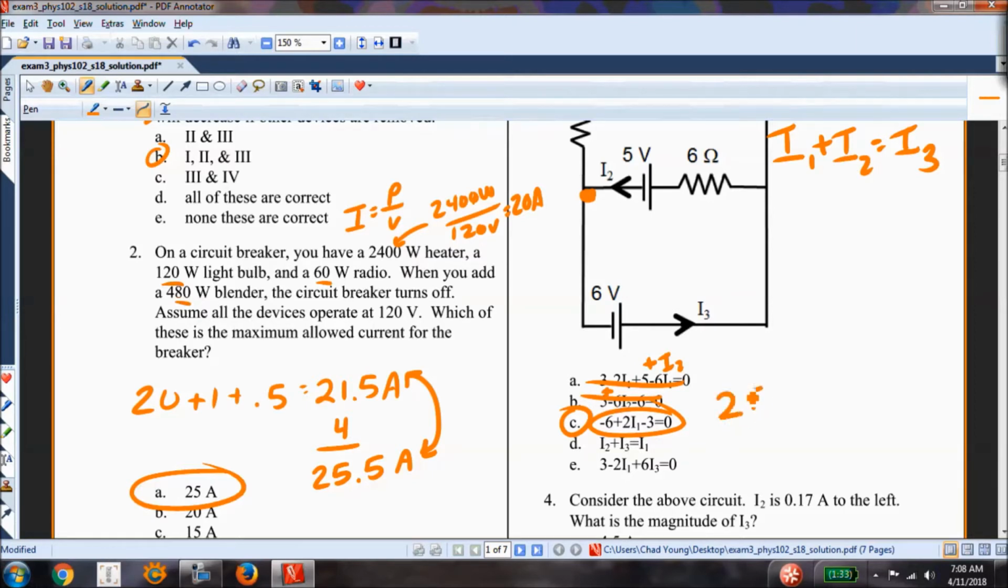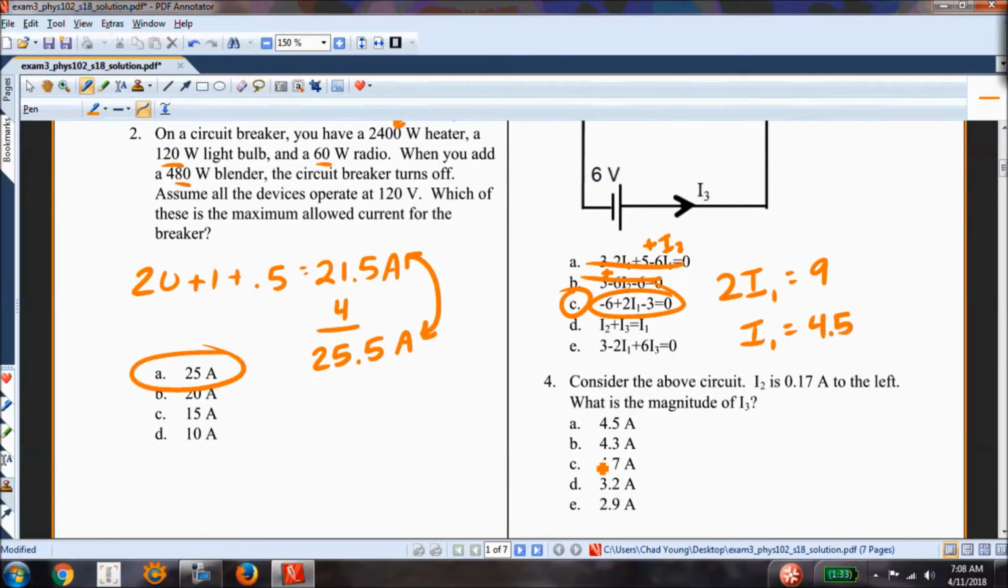I get 2I1 equals 9, so I1 equals 4.5. And so now if I want to know I3, well, I1 is 4.5, I2 is 0.17, that's equal to I3, so it's going to be 4.67 amps. That's C for number 4.